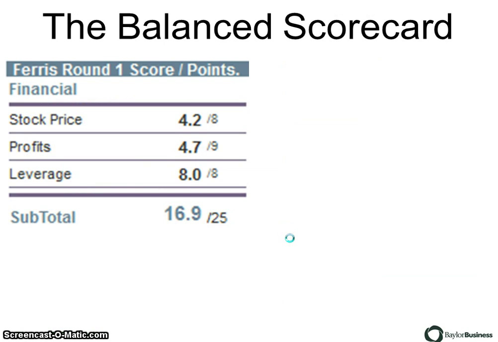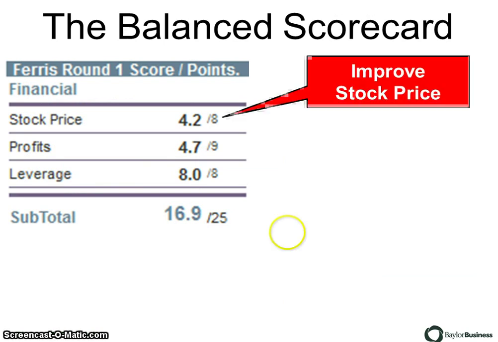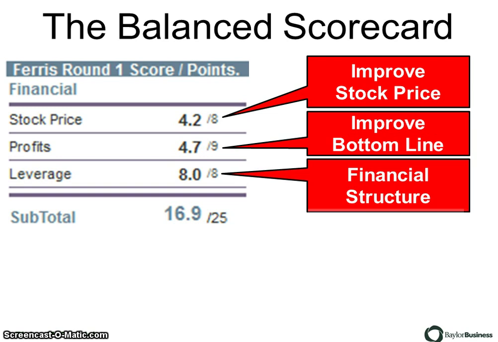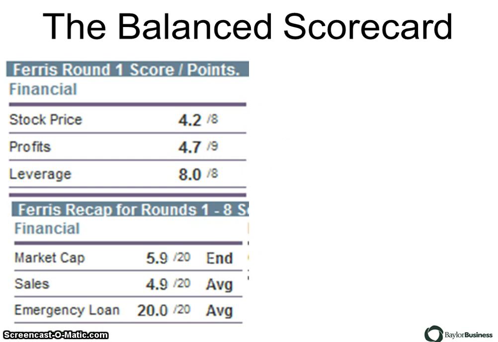Let's close by looking at the balanced scorecard. For financials, if you improve your stock price round over round, you get your points there. If you improve your bottom line round over round, you get your points there. And if you manage your financial structure appropriately, with the right balance of equity and debt. You can't pay for everything in equity or pay for everything in debt. Foundation likes you to have a good mix in your financial structure. You'll get all your points there.